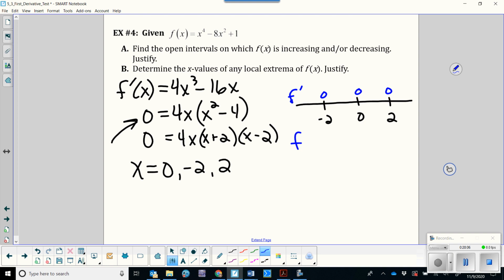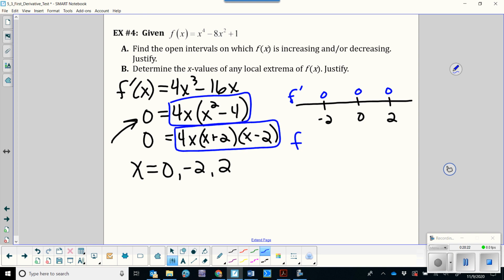So I pick any number to the left, or less than -2. So I'm going to pick -3. Okay, again, easiest to check where you have it factored. Now you could check it in either this one or this one.